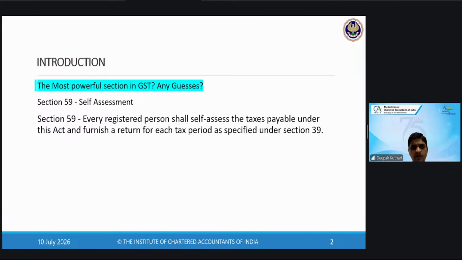That's why self-assessment provisions are a very strong provision. It says that a registered person will do the self-assessment. The power of assessment that the officer has, you also have as a taxpayer. That's why this is a very powerful section, giving the power to the taxpayer to do the assessment on his own.